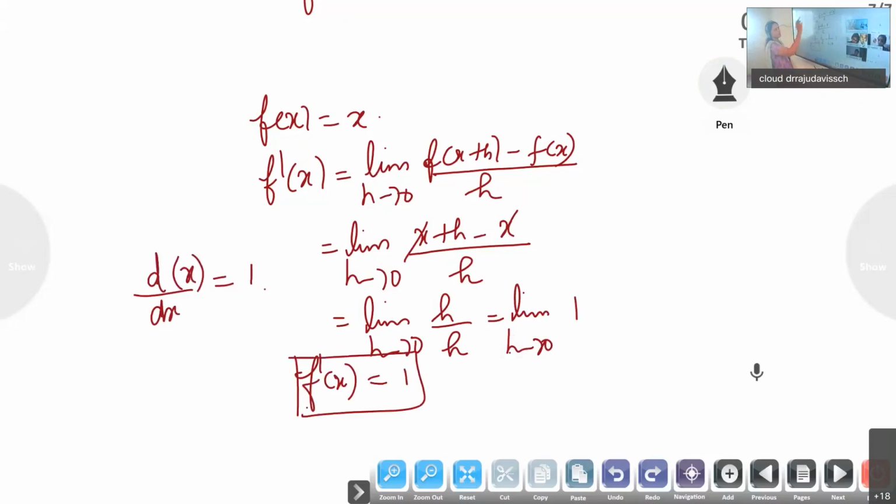Here f of x is x. So d by dx of x is 1. Derivative of x is 1.